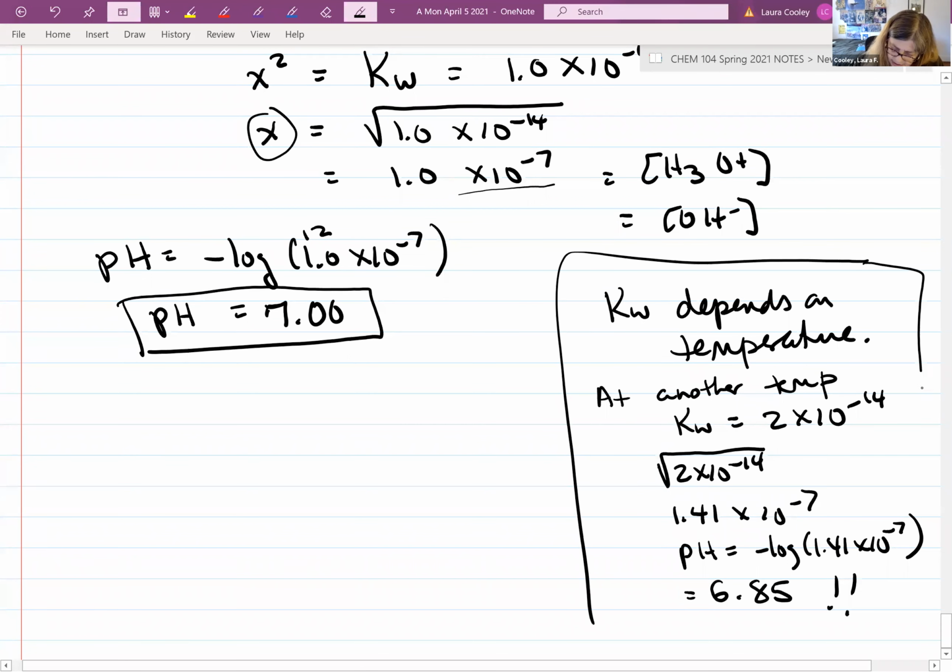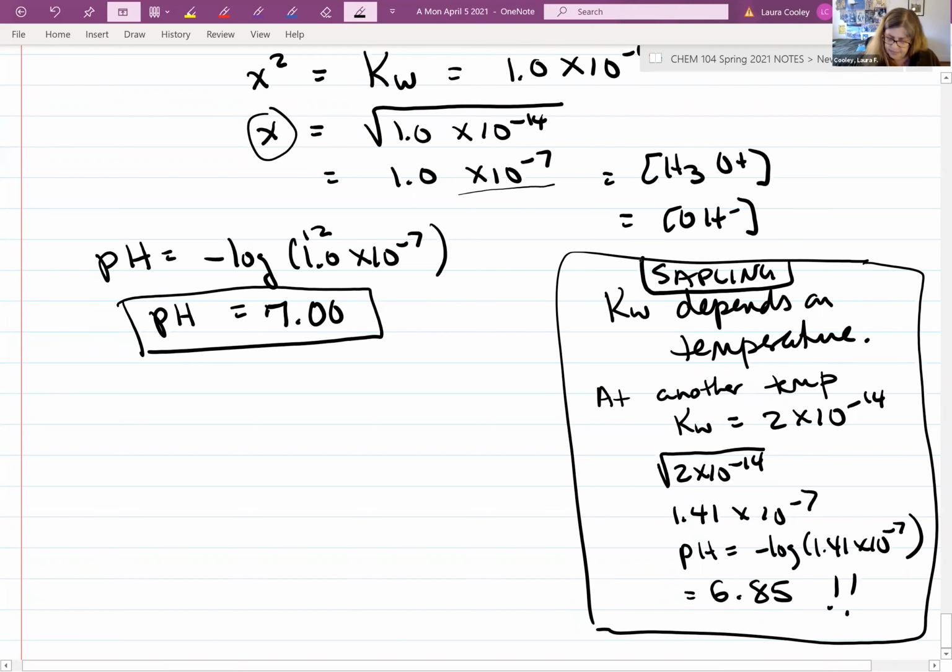So that's a little bit of an aside, honestly. And I think a question in Sapling asks you about this. If the Kw were different, then we wouldn't have such a nice, neat pH of 7 for neutral water. I think that's fascinating, actually, because we built this whole pH scale with a beautiful number 7.00 in the middle, but if it's some other temperature and the Kw were a little bit different from 1 times 10 to the minus 14th, that's not what the pH would be of pure water. So that's pretty cool. If anyone else thinks it's pretty cool, maybe you should major in chemistry.